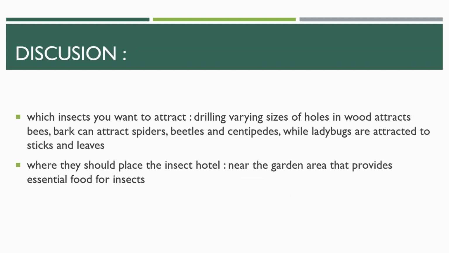While you're doing that, you can use that time to discuss with the children which insects you want to attract. Drilling varying sizes of holes in wood attracts bees. Bark can attract spiders, beetles, and centipedes, while ladybugs are attracted to sticks and leaves. And you should discuss where they should place the insect hotel. Is it in the sun? Is it in the shade? And absolutely near the garden area that provides essential food for insects.